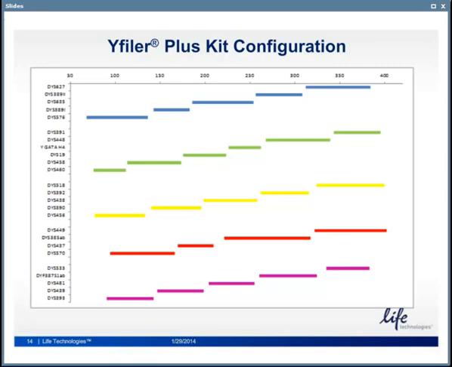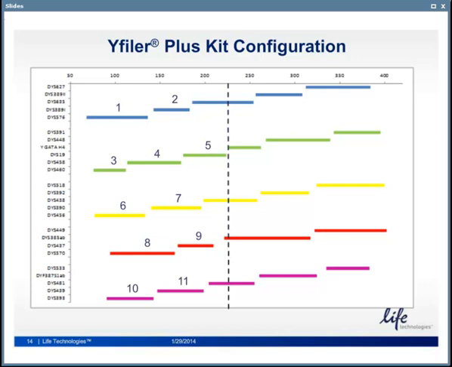And now I'm showing the Yfiler Plus kit configuration. And as you can see, we've added a lot more markers. There's a lot more information. We actually have 342 alleles in virtual bins in the Yfiler Plus kit. And all of the loci that are in the Yfiler kit are also present in Yfiler Plus.